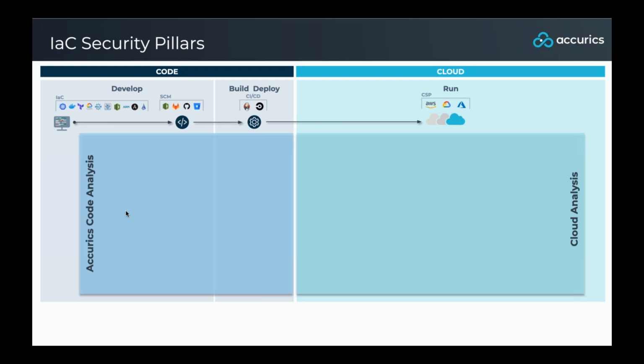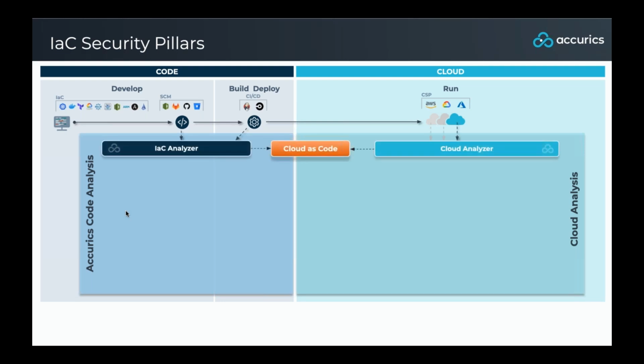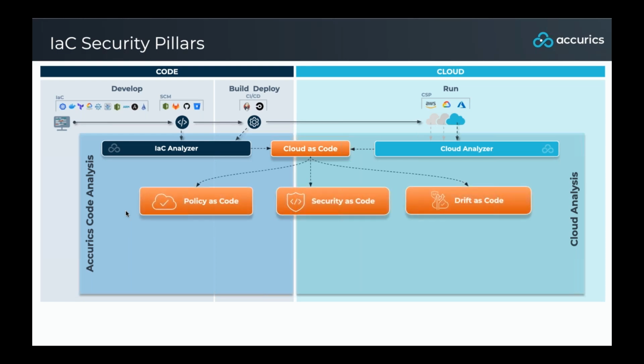So these are the infrastructure as code security pillars that we discussed today. One is we need to analyze your infrastructure as code. We can convert that to your cloud as code. And we use the same methodology to convert your resources in your cloud environment to an intermediate language where we can evaluate the changes and apply policy as code, apply security as code, and apply drift as code.